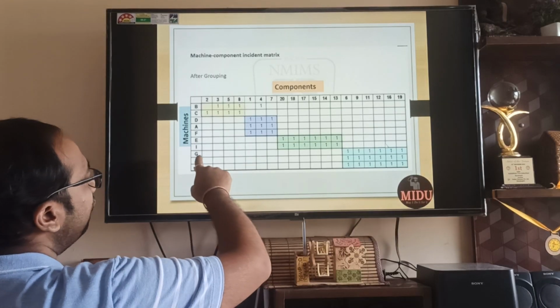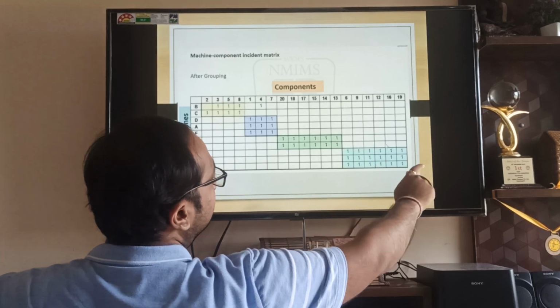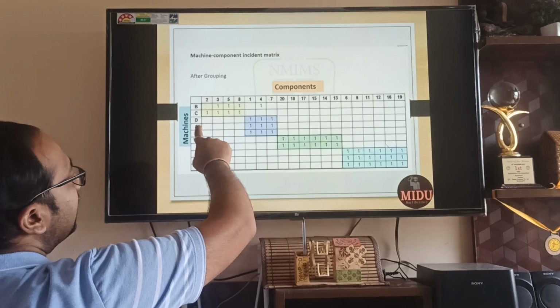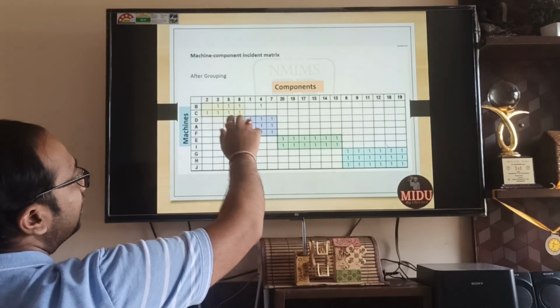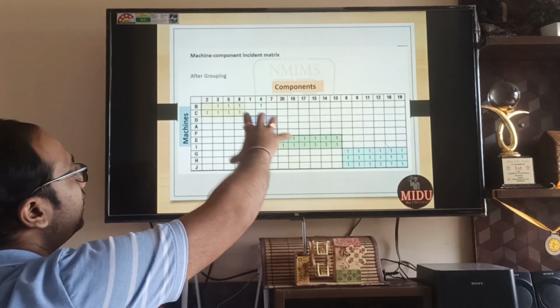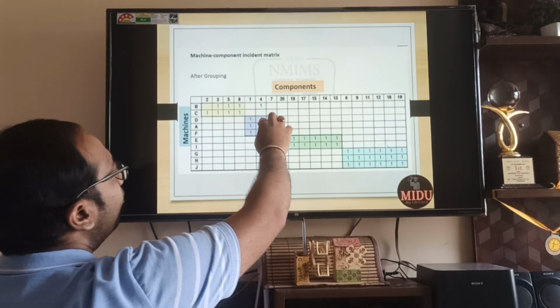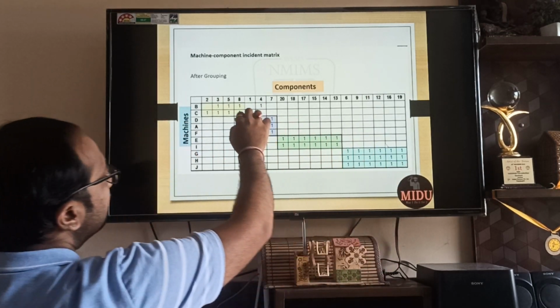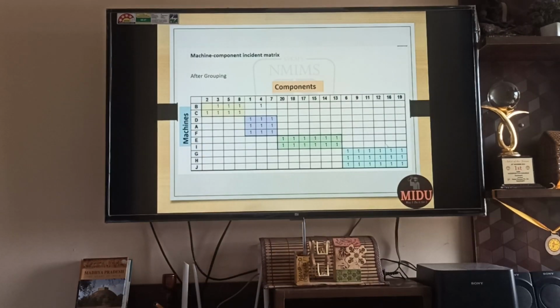So you remember we had made G, H, J as one group. Similarly we have made A, D and F one group of 1, 4, 7. So many components and so many machines we have grouped into 4 basic clusters. This is what this method is all about.